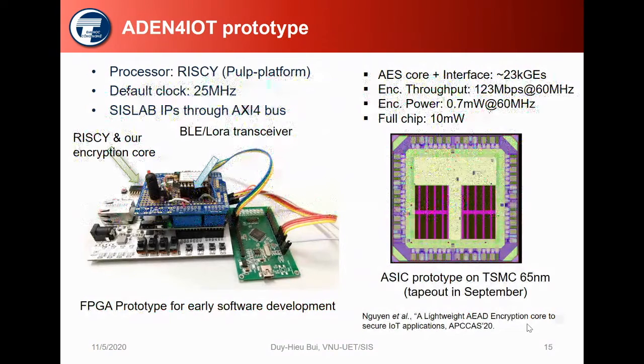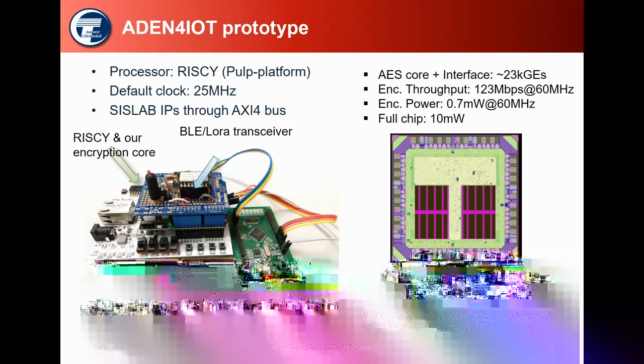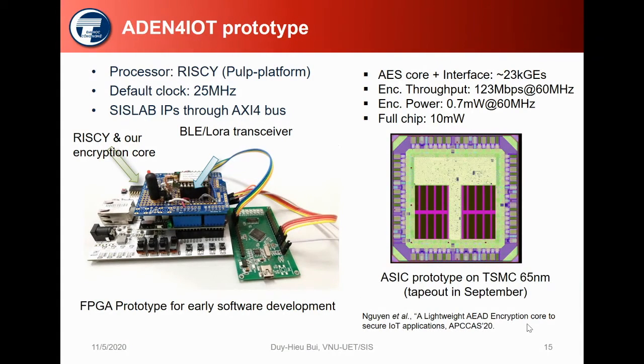We will view the demonstration based on this component. So we have successfully demonstrated the whole system on FPGA using the Artix-7 development board, and the system on chip with our encryption core is put into the FPGA along with the LoRa transceiver and the programmer. And our system has also been taped out in September.